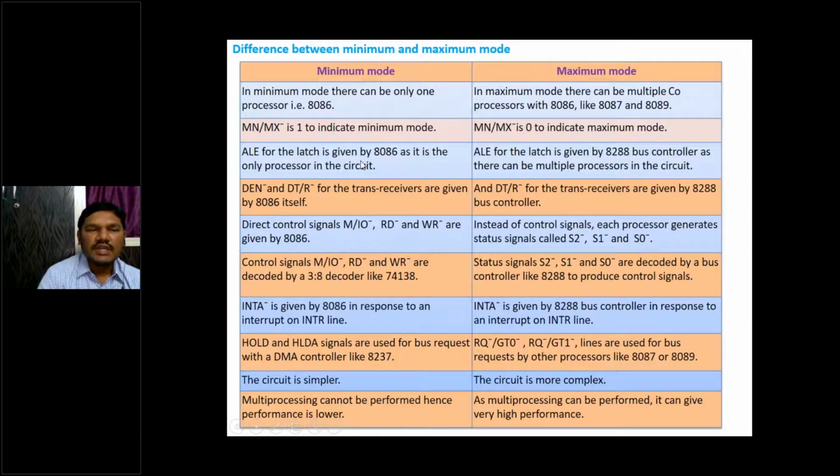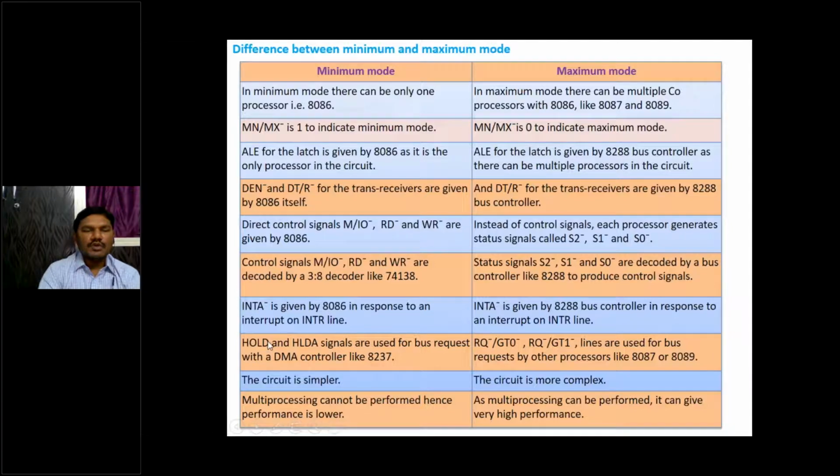In both cases, we have the ALE pin to separate the address and data lines, whereas in maximum mode ALE is applied to the 8288, and in 8086 minimum mode it is applied directly to the processor. Like we have DEN bar and DT/R bar. Everything in maximum mode is controlled by the 8288, which is called the bus controller. So that is the difference between minimum mode and maximum mode.